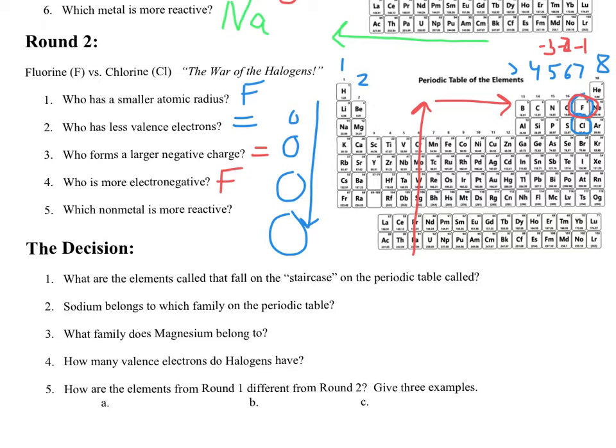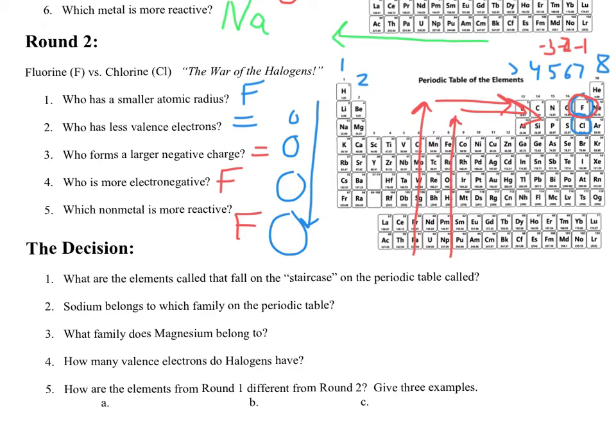Which nonmetal is more reactive? If you remember, reactivity is the same as electronegativity. As you go up and to the right, nonmetals get smaller. And since they get smaller, they get more reactive. So fluorine definitely is the more reactive. So in round 2, it looks like fluorine took the win here.